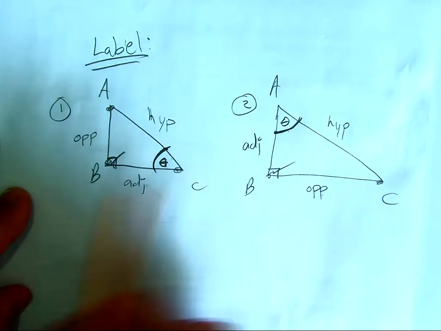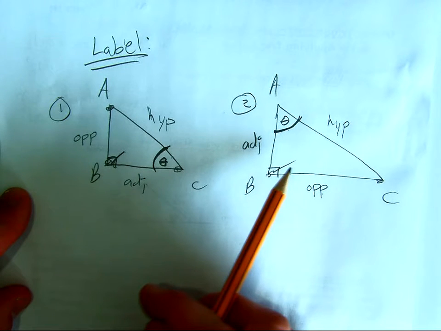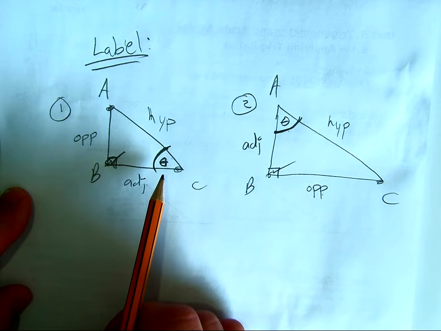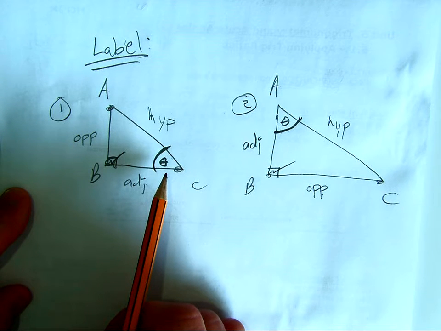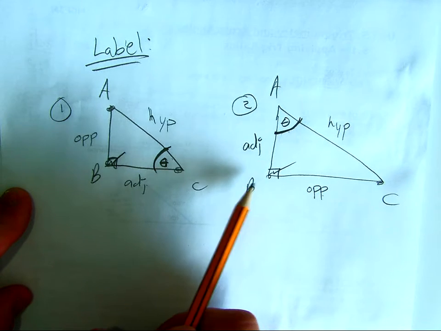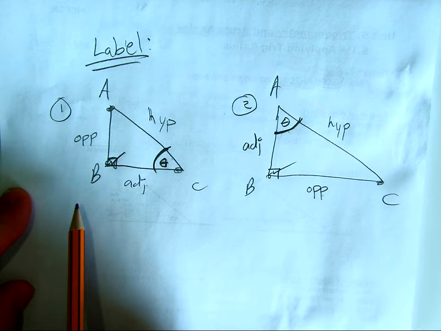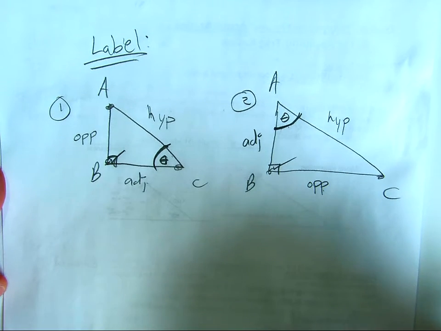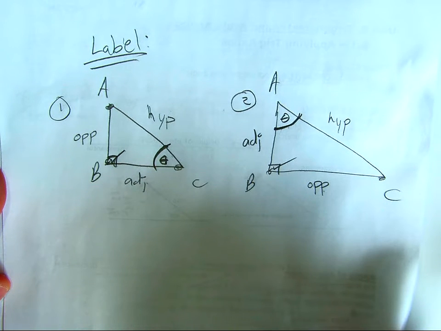So the exact same triangle, but they're labeled differently because this triangle is labeled according to angle C. This triangle is labeled according to angle A. We would never label the triangle according to angle B because angle B is the 90 degrees, which allows us to use SOHCAHTOA, or the Pythagorean theorem.